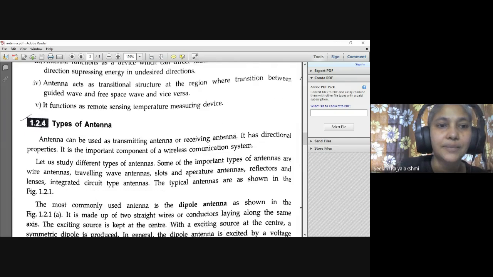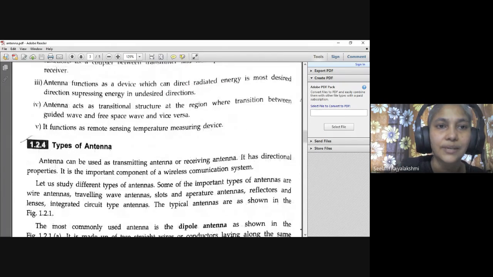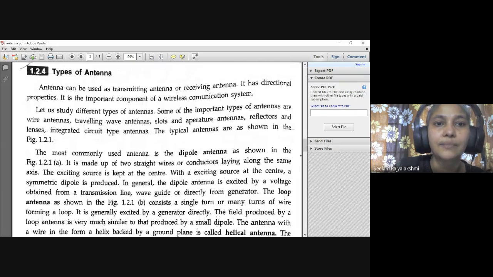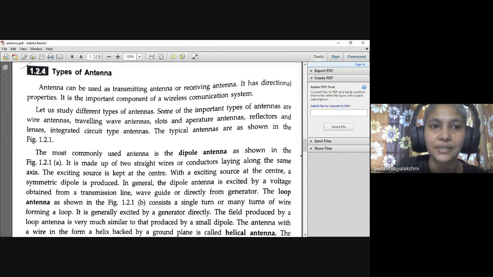Now let us see the types of antennas. So all these are the functions of antenna. Antenna can be used as a transmitting antenna or receiving antenna. It has directional properties. It is the most important component of a wireless communication system. So let us study the different types of antennas we have. Some of the important antennas are wire antennas, traveling wave antennas, slot and aperture antennas, reflectors and lenses, and integrated circuit type antennas.